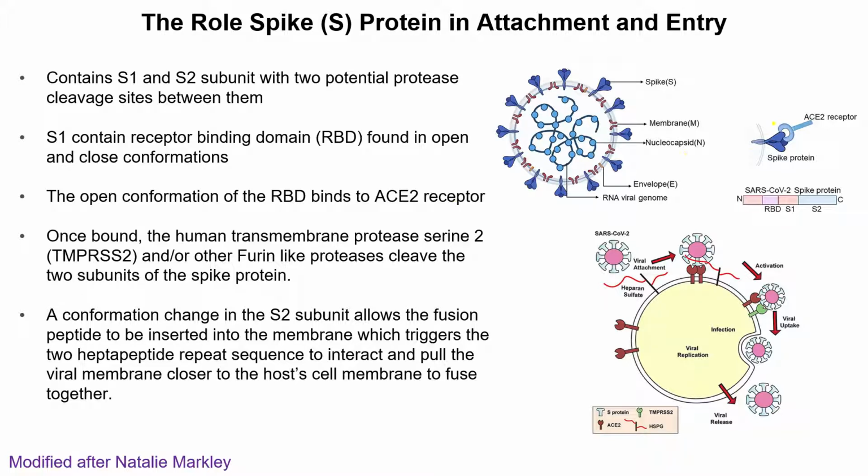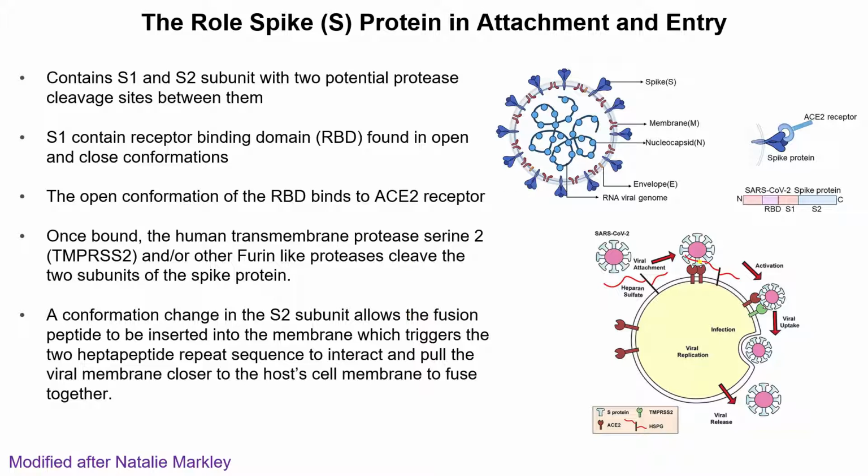Once they are bound to the ACE2 receptor on the plasma membrane, there are many different proteases. One of them implicated is the human transmembrane protease serine 2, called TMPRSS2. There are also many other furin-like proteins, called proprotein convertases. They are inside the cell and outside the cell and do many different types of function. These proteins basically cleave in between S1 and S2, what you see.